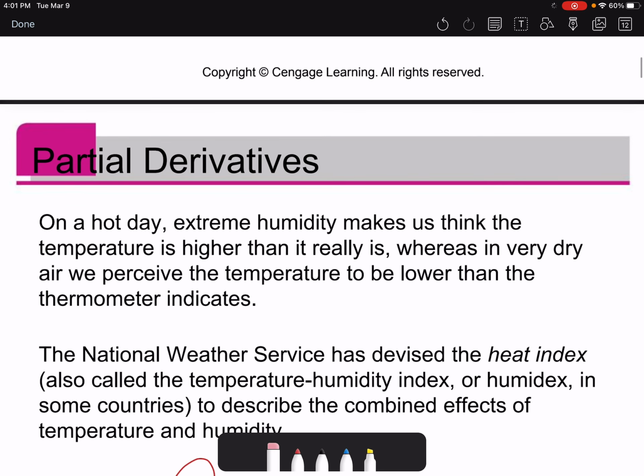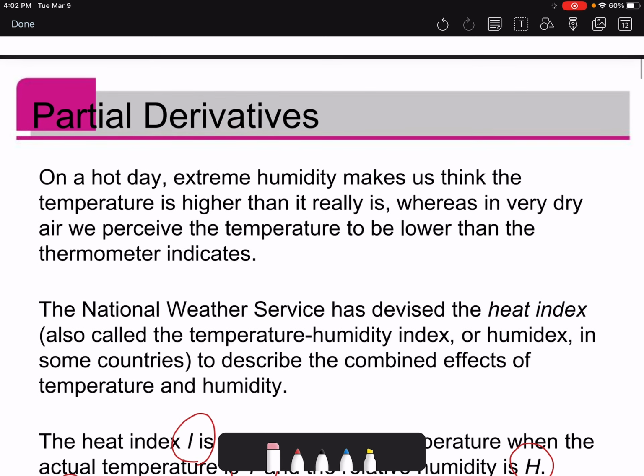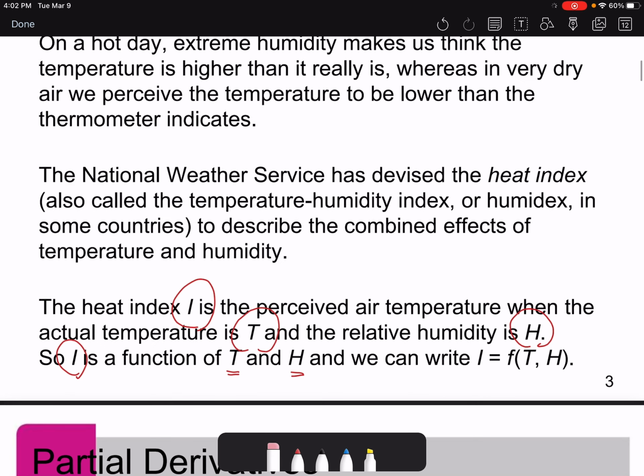On a very hot day with very extreme humidity, it actually makes us think the temperature is higher than it really is. Our body responds to that. However, in drier air, we perceive the temperature to be lower than the actual temperature. So there are all sorts of implications in that. Let's talk about this first.